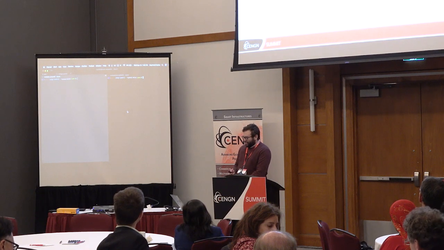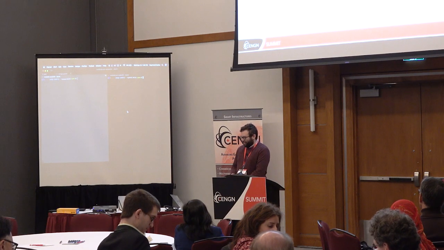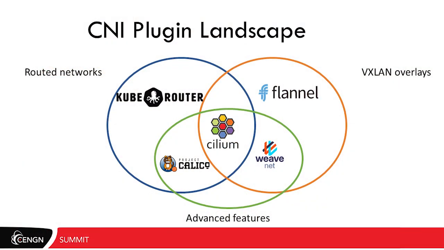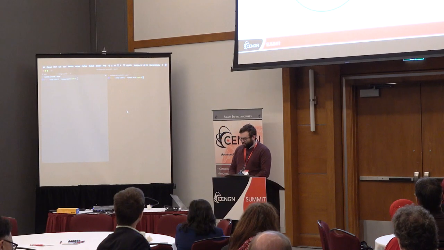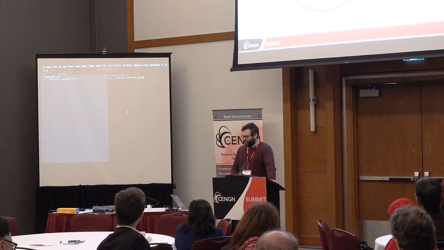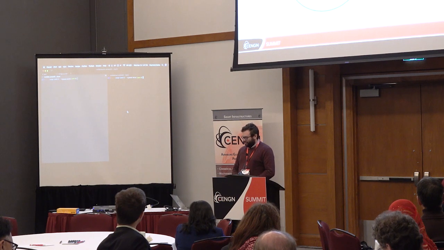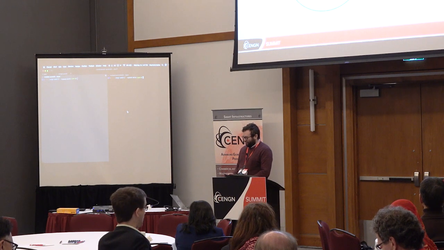So the CNI plugin landscape falls into a couple of major categories. The first category is routed networks. An example of an implementation that falls under this category is Kube Router. The way it works is by installing routes on the hosts that are running your containers, and then propagating those routes throughout all of the hosts that are part of the cluster.